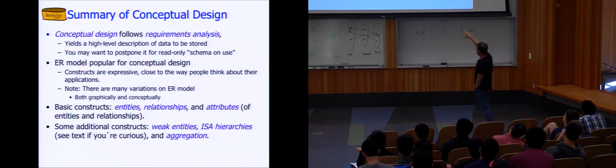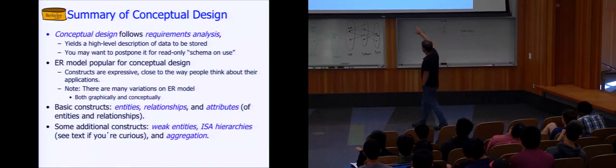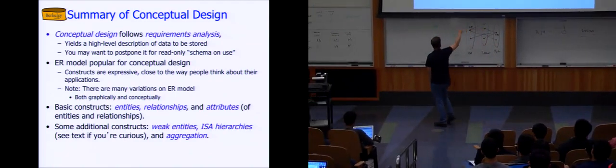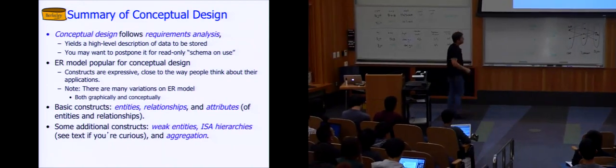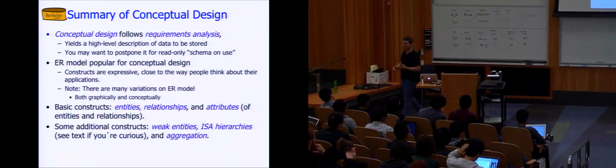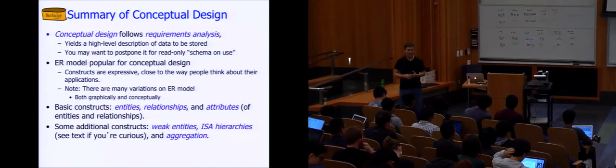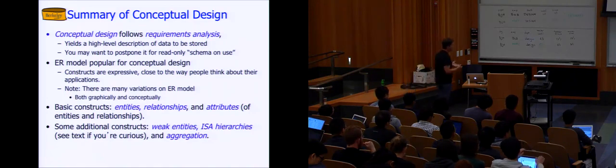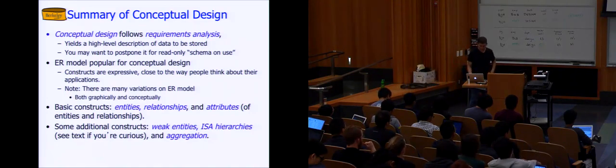Basic constructs in the ER model: entities, relationships, and attributes, which are assigned to both entities and relationships. And we taught you about weak entities. We talked to you about aggregation. We did not talk to you about ISA hierarchies, which is roughly the ER equivalent of inheritance in type systems. All right, we didn't talk about that. I won't make you responsible for it. If you're curious, you can see the book. It's not really all that exciting. But those are some of the concepts that are in the book.